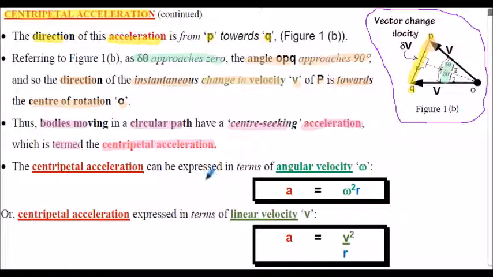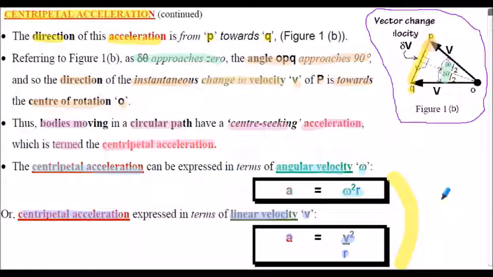So just recapping from the previous slide, centripetal acceleration in terms of angular velocity omega is a equals omega squared r, and the centripetal acceleration expressed in terms of linear velocity v is a equals v squared upon r. So these two formulae are very useful when analysing motion in a circular path, as they calculate the centripetal acceleration required for the circular motion to occur.